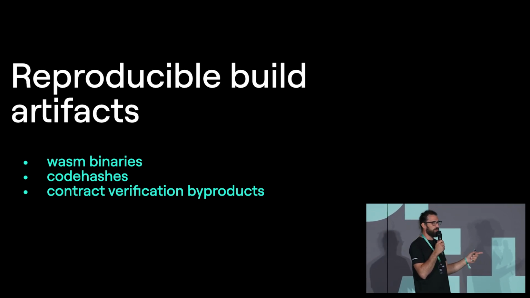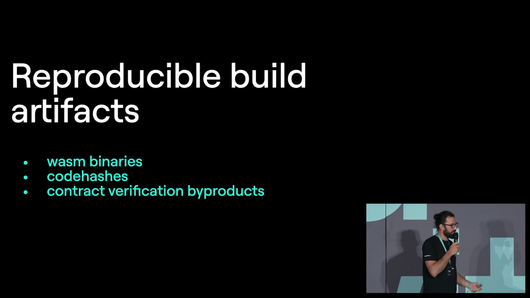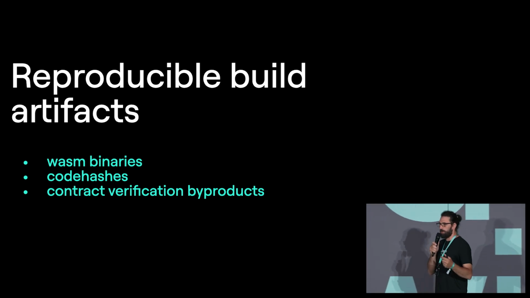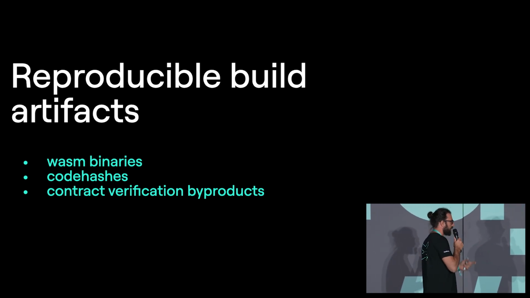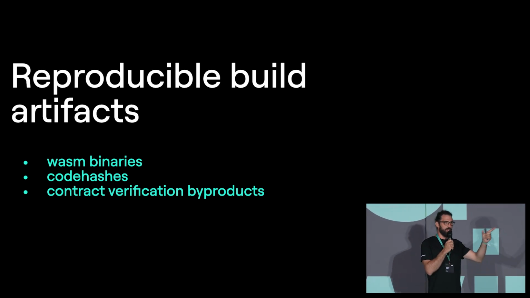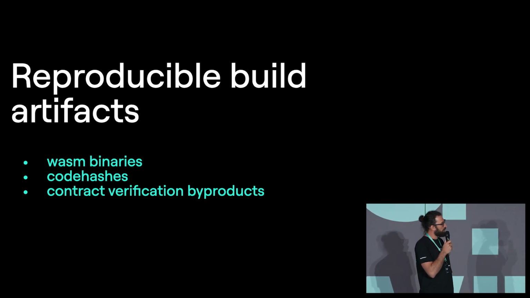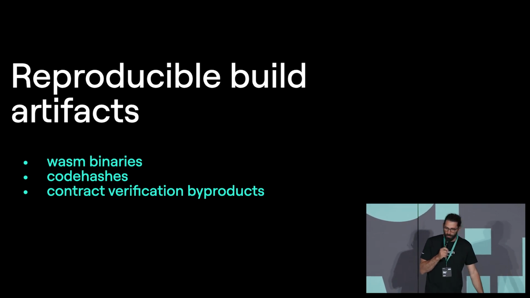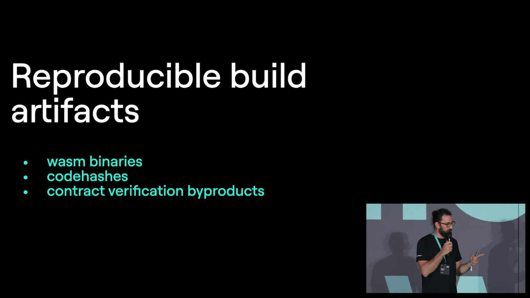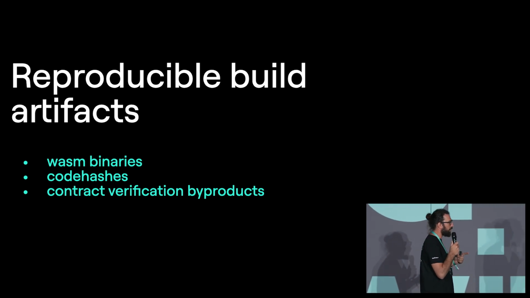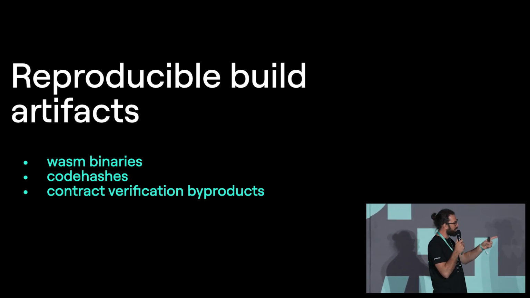It also stores the code hashes of the produced WASM binaries into the release. These are useful for traceability. When you're looking at the contract, for example, on the Explorer, you can take the code hash and then just look into the repo to see in what release it was stored. Further on, we also have some contract verification byproducts. These are some nice things that we'll talk about a bit later, and we'll see why they are useful.